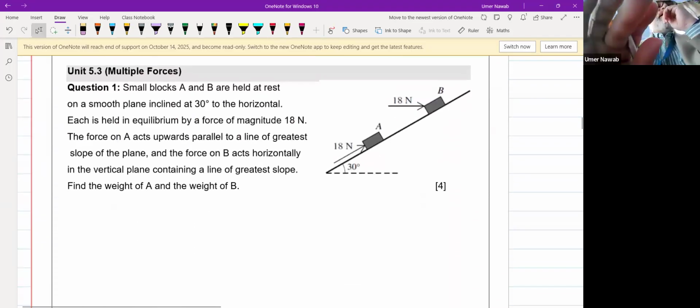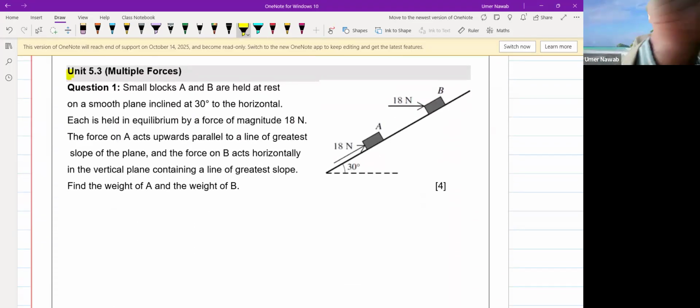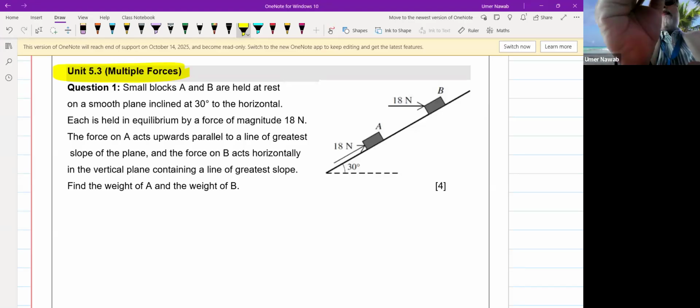Now we come to unit number 3, which is multiple forces. For multiple forces, students need to know how to resolve the forces. So first thing, I'm going to explain to you the particle A and then particle B.